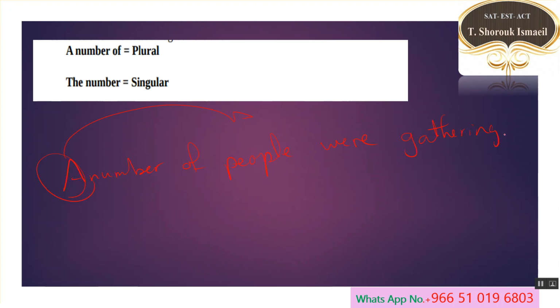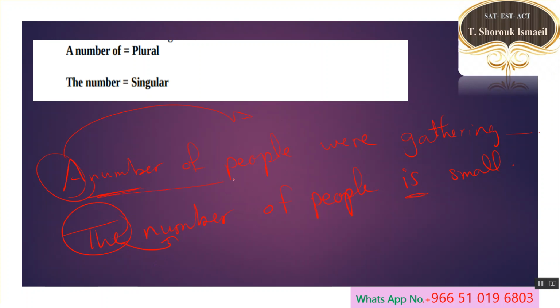We're gathering. But if I say the number of people is small, the verb here is singular because you're actually talking about the number itself, like 60, 50, 40.